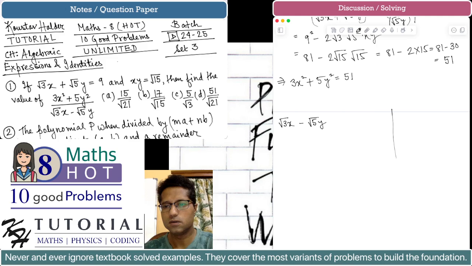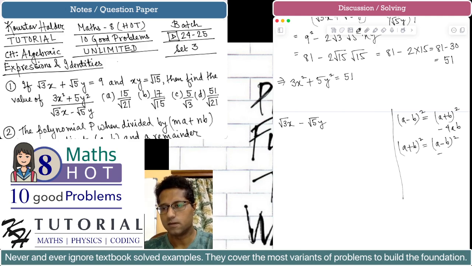Now you must be familiar with these identities: a minus b whole square can be expressed in terms of a plus b, that is, a plus b whole square minus 4ab. And from this identity you can also express a plus b whole square as a minus b whole square plus 4ab. So this is the relation between a plus b, a minus b, and a into b.